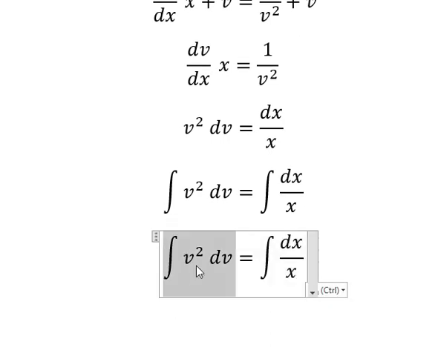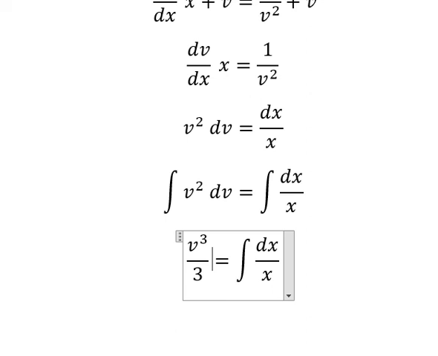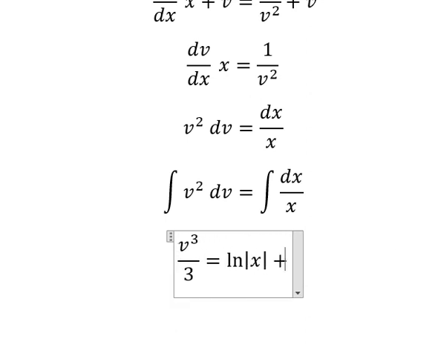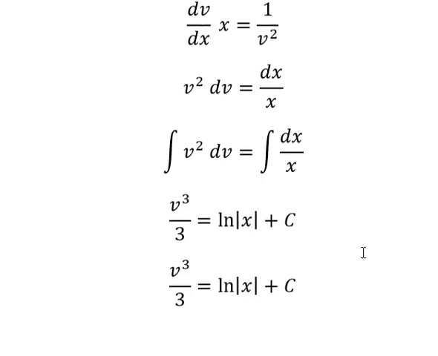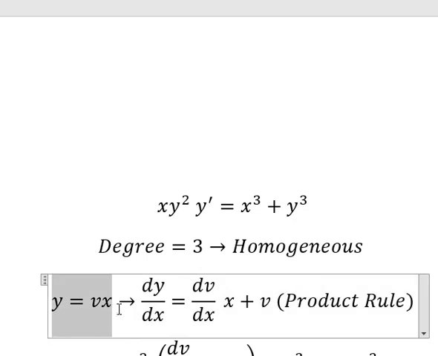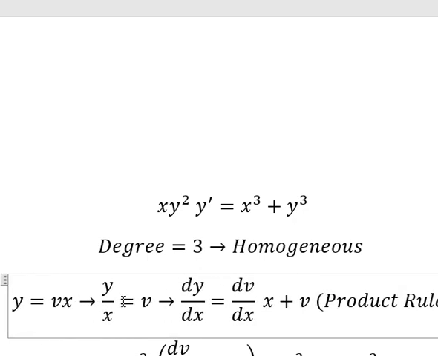So the integration of this one, we have v to the power of 3 over 3. This one, we have ln of the absolute value of x, and I will put plus c. About v, that is about this one, so we divide both sides by x. And now we need to change v into this one.